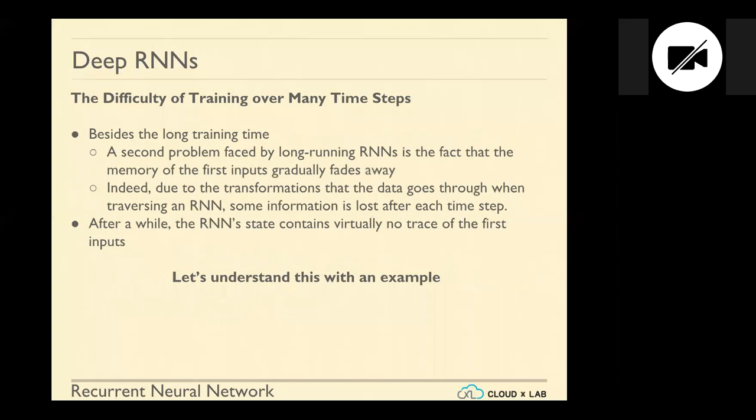All right. Now, the other problem, besides the long training time, is the fact that the memory of the first input gradually fades away. Indeed, during the transformations that the data goes through when traversing the RNN, some information is lost after each step. After a while, the RNN contains virtually no trace of the first inputs. Let's understand this with an example.